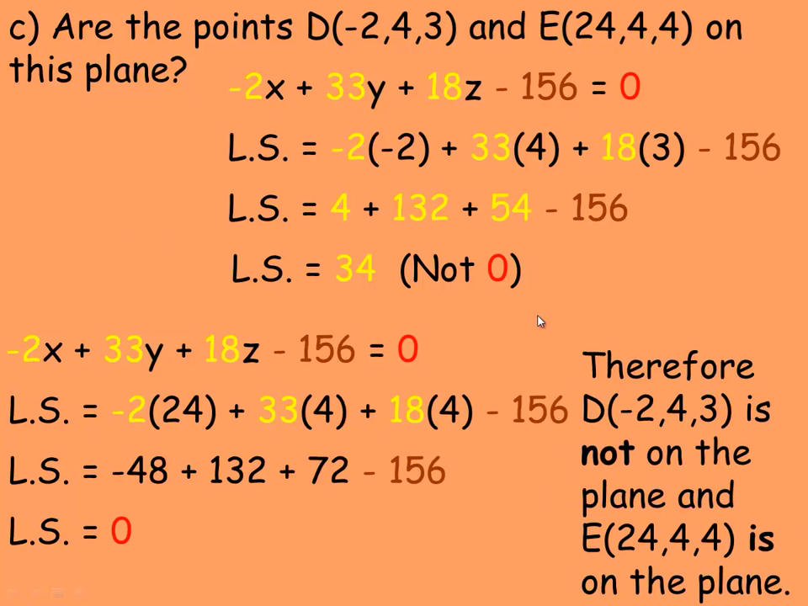So then we would say the D point, the one from up here, is not on the plane because it didn't satisfy the equation, but the 24, 4, 4 point is on the plane. And that's the end of the lesson.